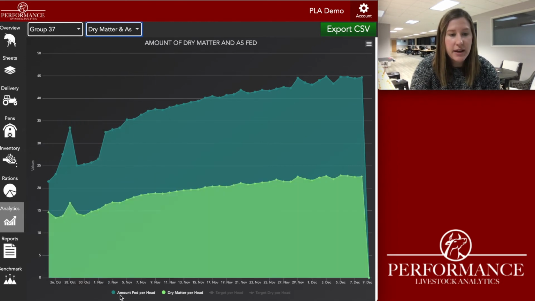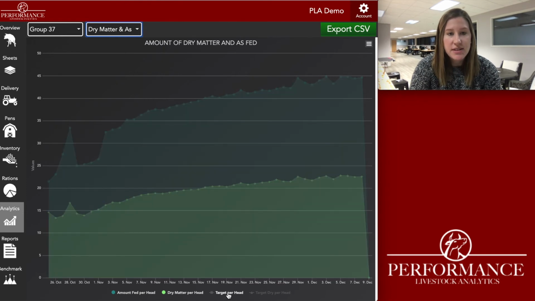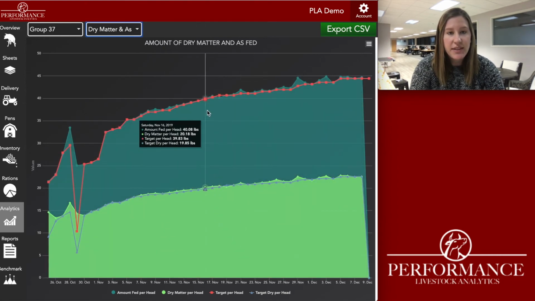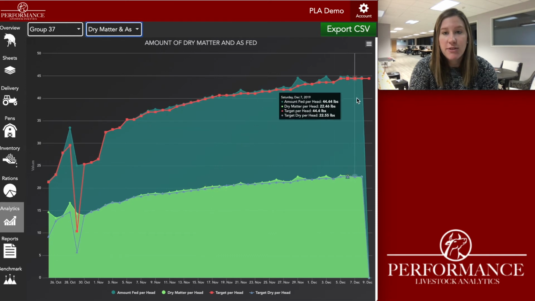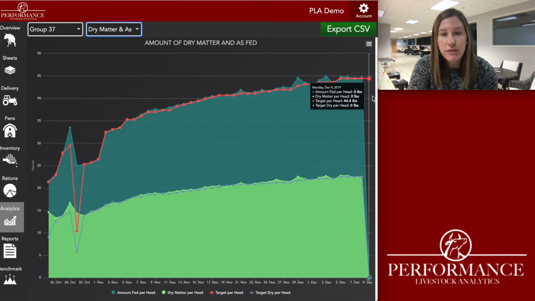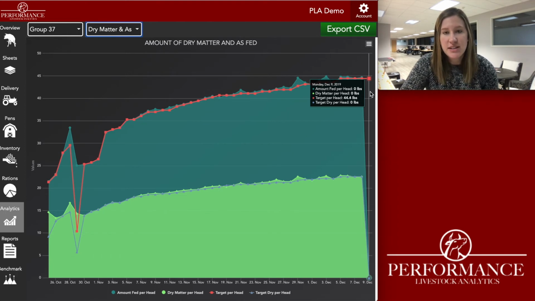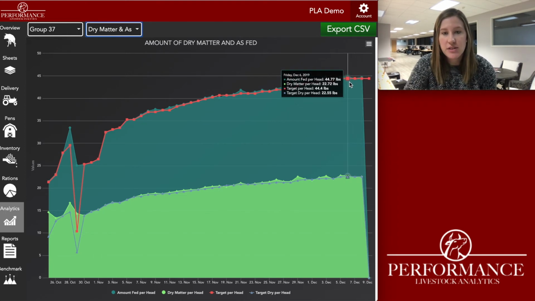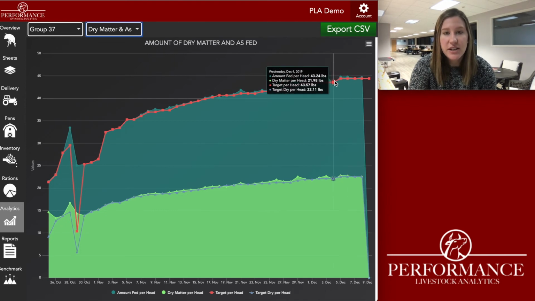So along the bottom, one thing I'd like to point out is these overlays. I'm going to go ahead and add both the target per head and the target dry per head overlays here. So this red line is going to be that target per head of as fed for that ration. It looks like today I'm shooting for 44.4 pounds of feed per head for this pen, and so that will show me, as I start to feed, how close I was to that target. Did I overfeed? Did I underfeed?